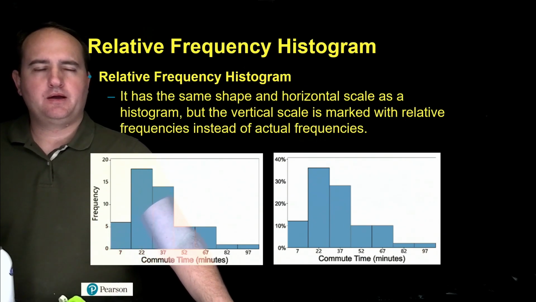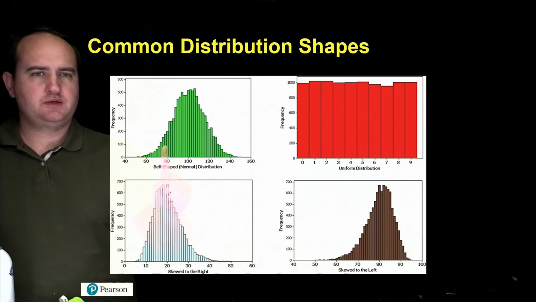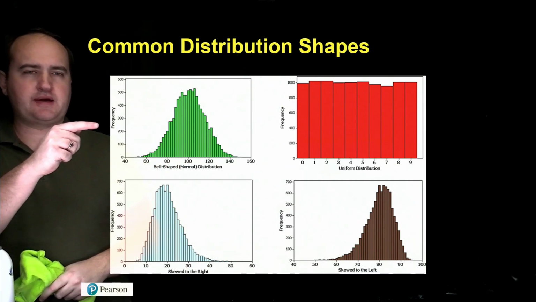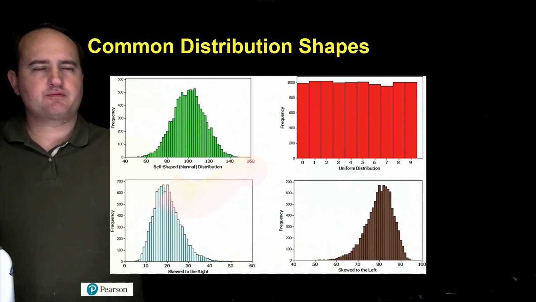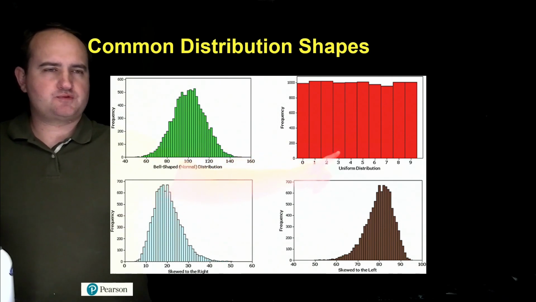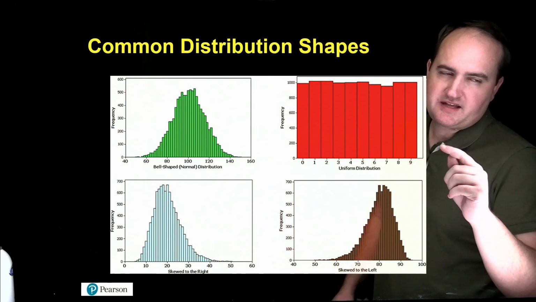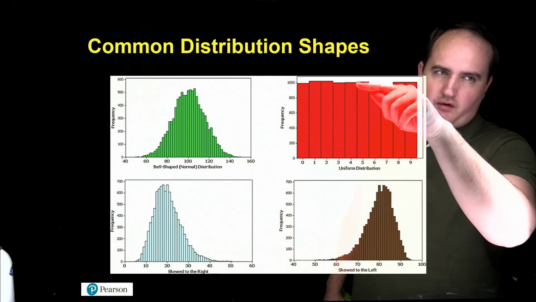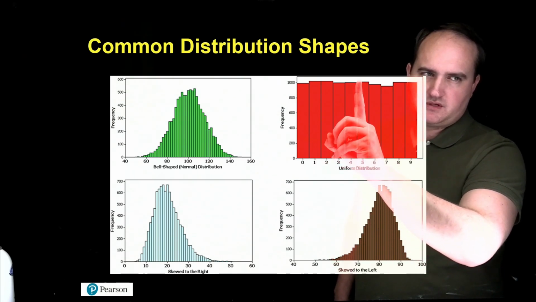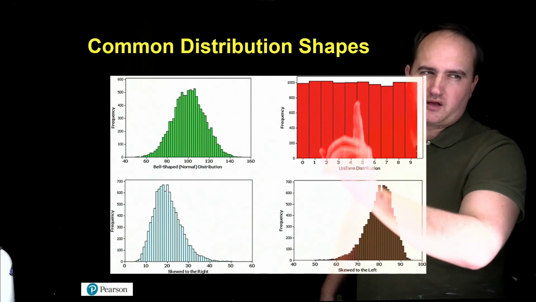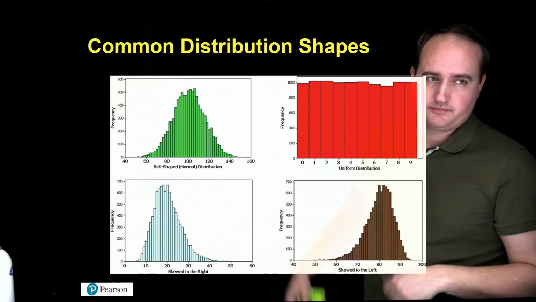Okay, but the center doesn't have to be on the left side. It can be in the middle. Like in this graph here, the green graph, the center is roughly in the middle of the graph. With this red graph over here, we can see that it's hard to identify a center because all of the bars are roughly the same height. So I guess with this one you could say the center is in the middle, but it's a lot more difficult to figure out where the center is just by looking at the graph.